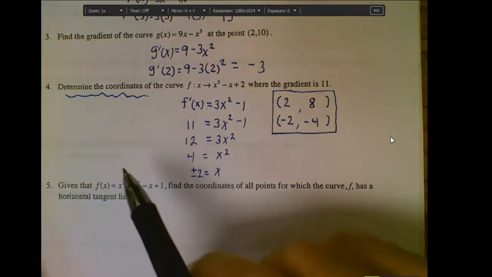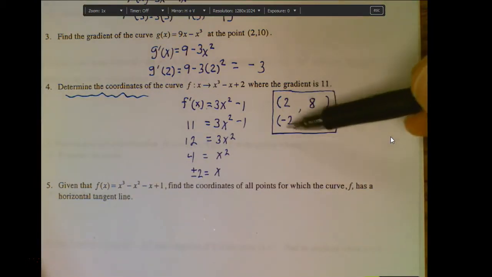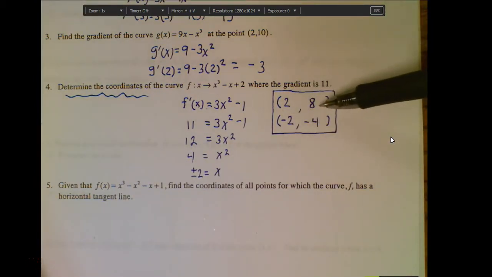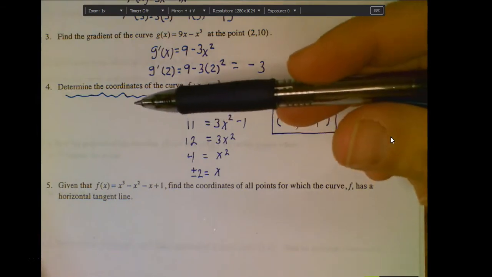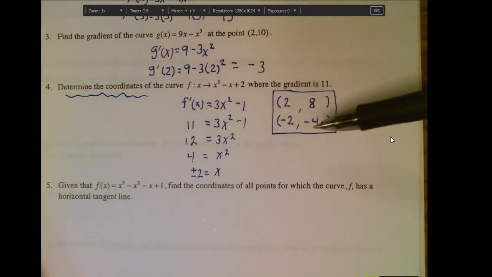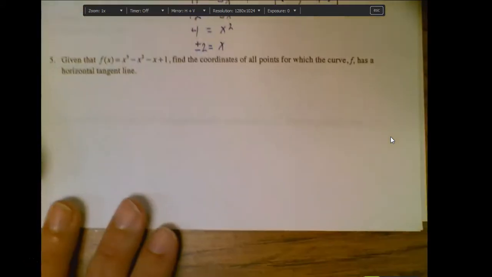If they say find the x coordinates and you give this as your answer, you would be marked off for that because that's not exactly what they were looking for, right? This is what they would be looking for. But in this case, they said find the coordinates, so we did come out with the full ordered pairs to do that. All right, last one for this lesson.